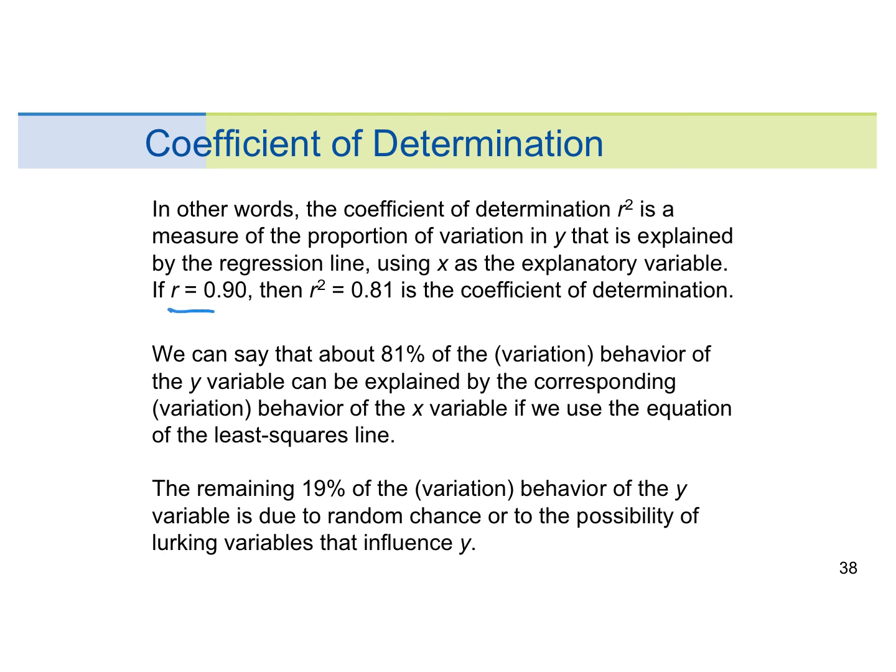So, in this particular problem of the wolves, the r is 0.9. When you square it, you get 0.81. All I want to do is read what it means. We can say about 81% of the variation behavior of the y variable can be explained by the corresponding variation behavior of the x variable when we have this least squares line.